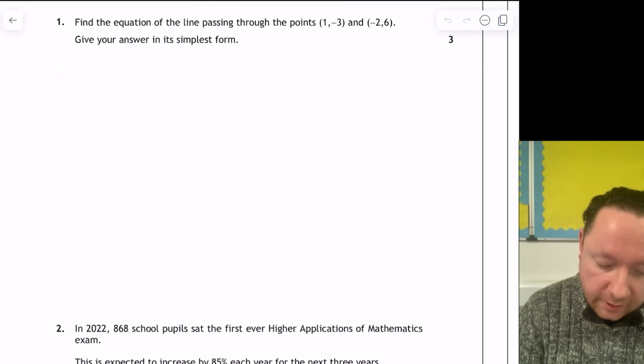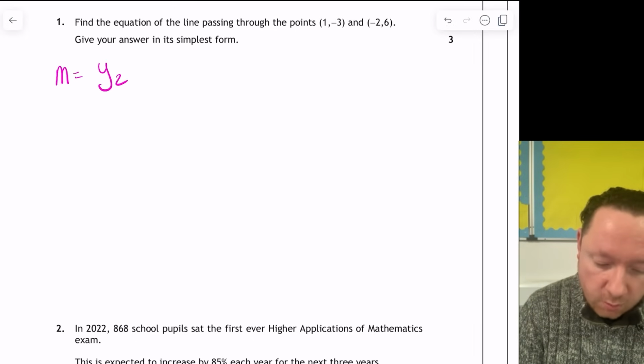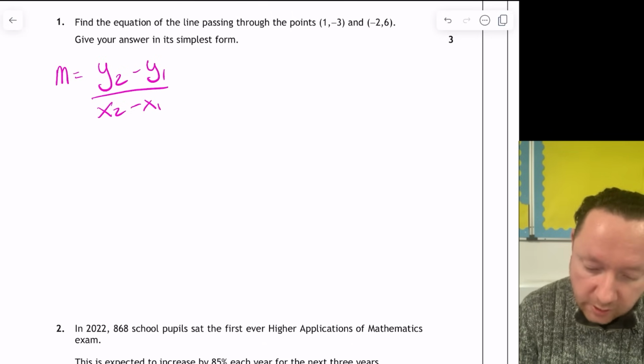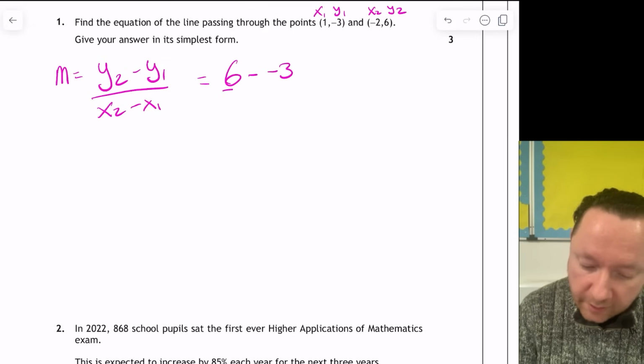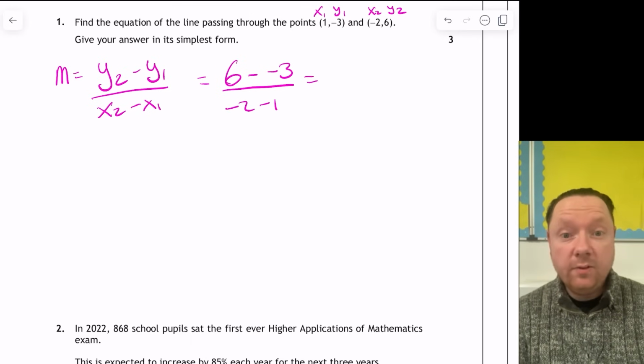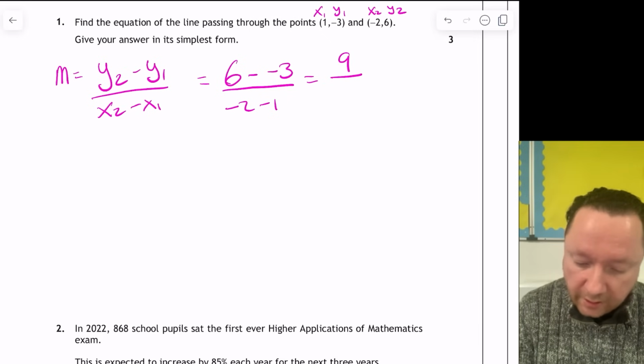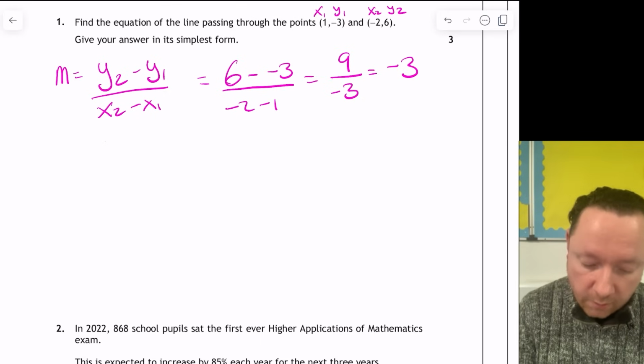So we've got gradient is equal to, and you need to know this formula, y2 minus y1 over x2 minus x1. We label one of the points x1, y1 and the other one x2, y2. So then we just sub in 6 minus 3, watch out for double minuses, over minus 2 minus 1. 6 minus 3 is 9, minus 2 minus 1 is minus 3. Simplifying that, 9 divided by 3 is 3, so it's minus 3. There's our gradient.